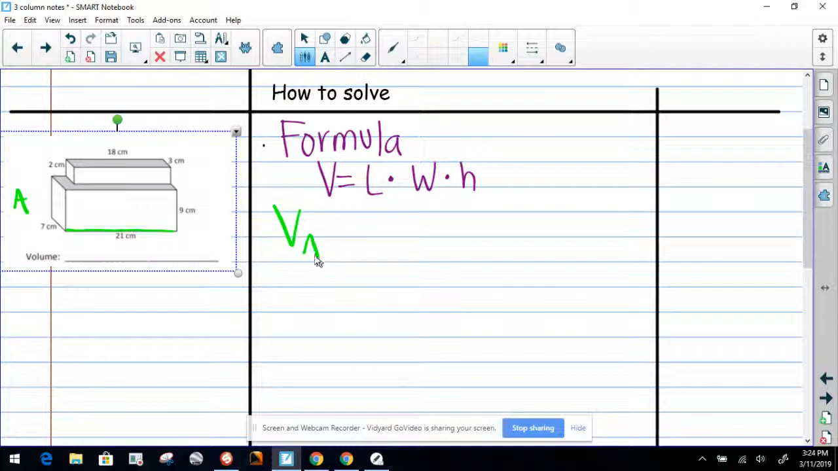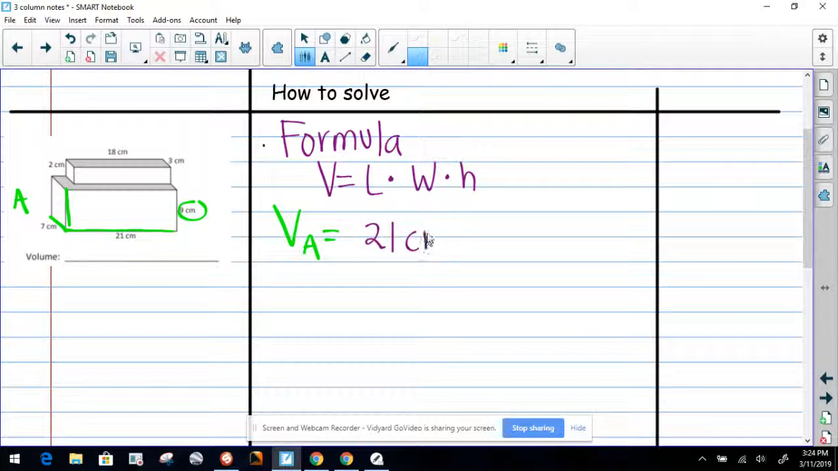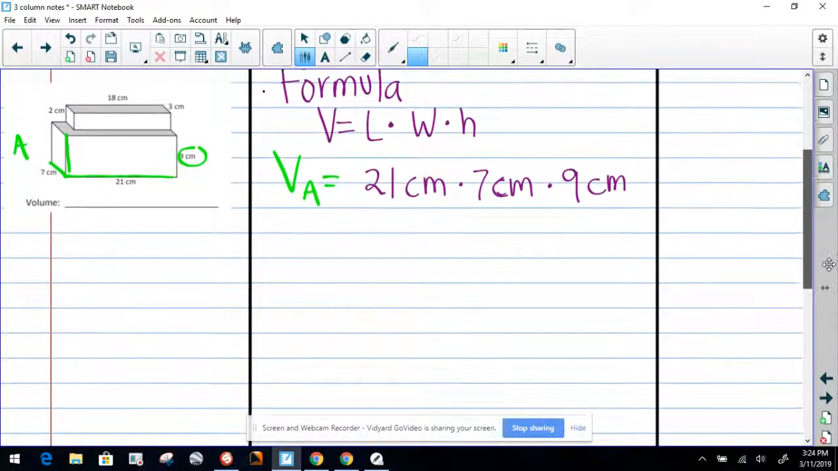Volume for A. Okay, so that's the length, and this is the width, and the height is here. So I'm going to solve that one right now. The length is 21 centimeters times the width, which is 9 centimeters, and the height, which is, no, I'm sorry, that's the other way around. That should be 7. So this should be 7, and this should be 9 centimeters.